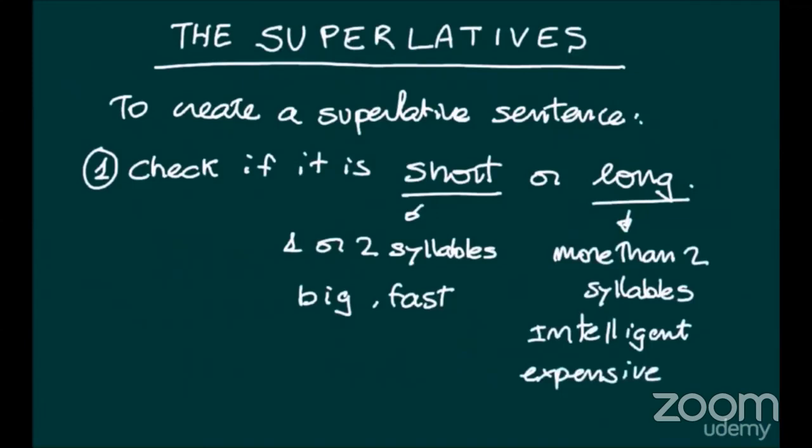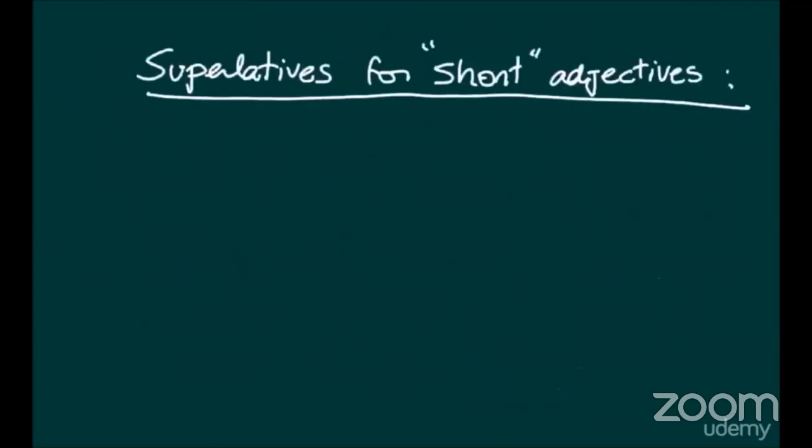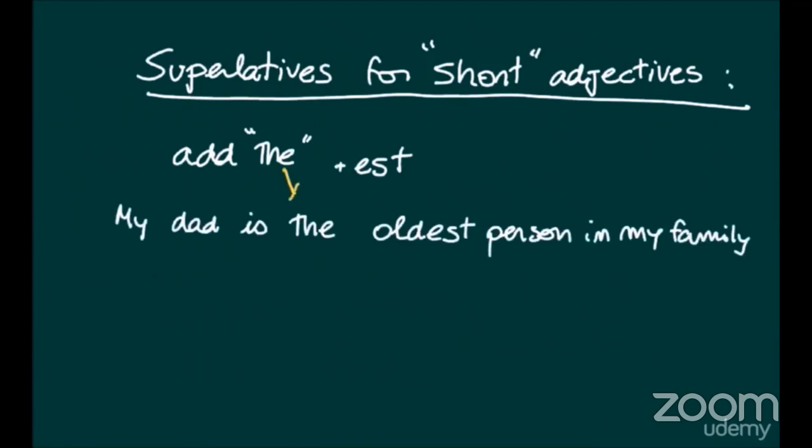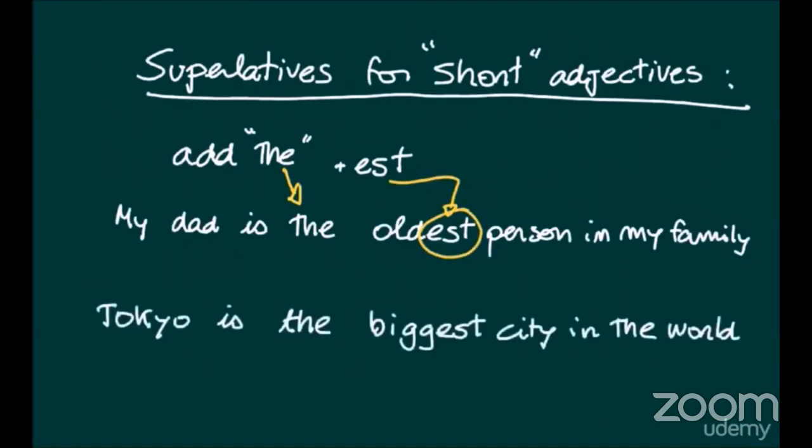For short adjectives, we create a superlative sentence by adding est at the end of the adjective and the before the adjective. Look at the example. My dad is the oldest person in my family. Tokyo is the biggest city in the world.